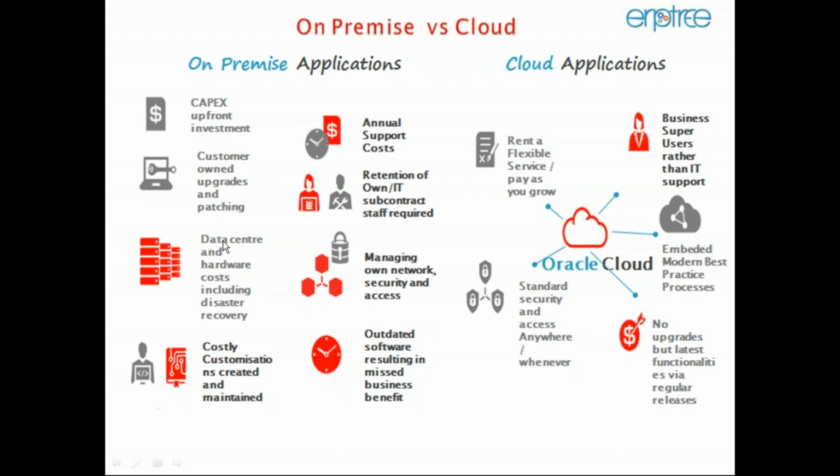Another thing is data centers and hardware costs, which include disaster recovery, etc. Here you have to depend on some data centers. In case of cloud, Oracle will take care of everything. The costly customizations and the maintenance will be a difficult job. In case of cloud, if you are going with a PaaS model, even the customizations, deployment and maintenance will become pretty easy through the options Oracle is going to provide. And annual support cost, and these are the different options. You can see managing your own network and security access, but in case of cloud, everything will be taken care of by Oracle only. That's how you can see it's customer friendly.